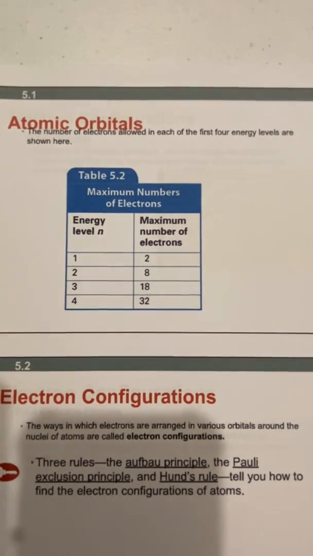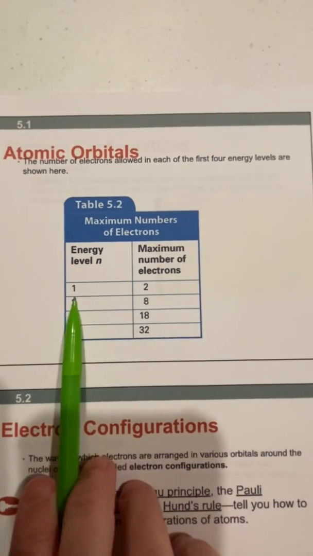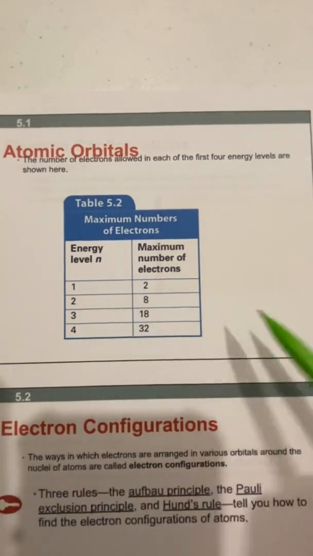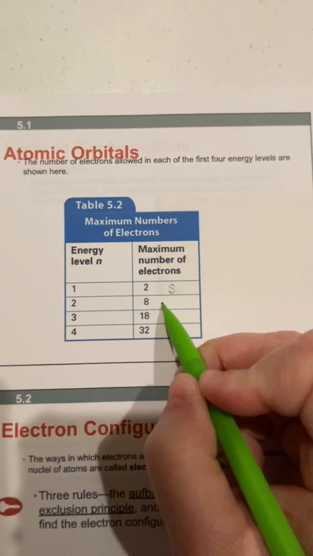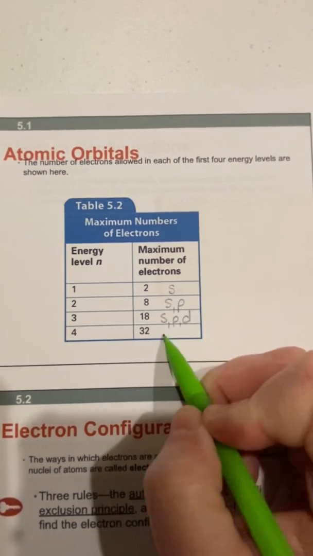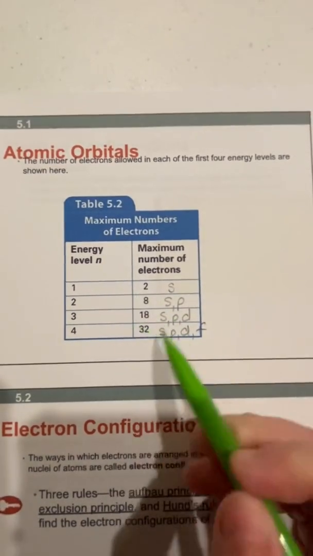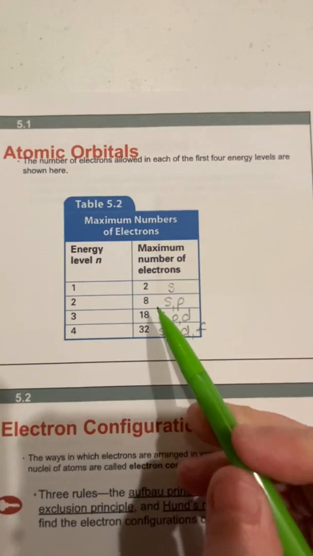I may cut this video in half if it becomes too long. But again, I just went through this. Level 1 can have 2. Level 2 has an s and a p. This one has an s, a p, and a d. And this one has an s, p, d, and an f. So that's the big picture of how many electrons can be in those levels.